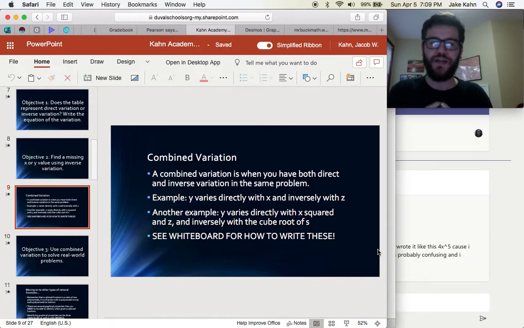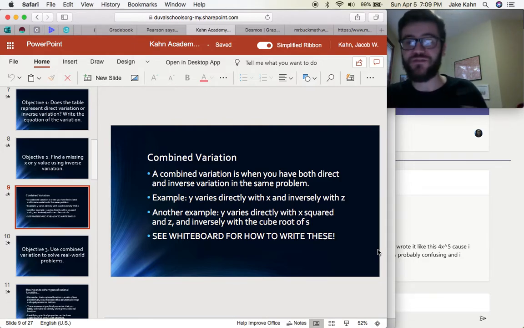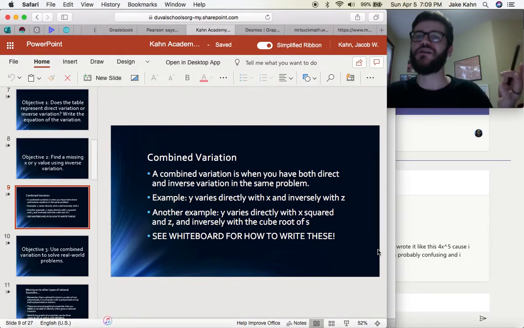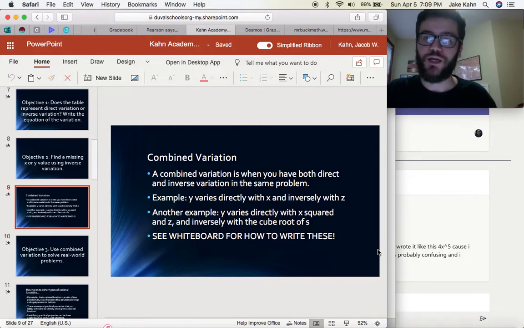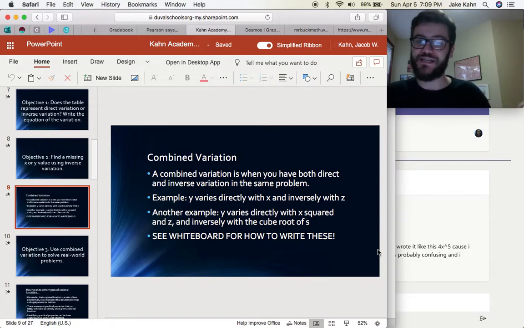Okay? Combined variation is when you have both direct and inverse variation in the same exact problem. You've got both relationships going on, multiple variables. So an example of this would be y varies directly with x and inversely with z. You've got direct variation with x and inverse variation with z. That together is called a combined variation. In another example, you could get really fancy with it. You could say y varies directly with x squared and z and inversely with the cube root of s. That can get really tricky.